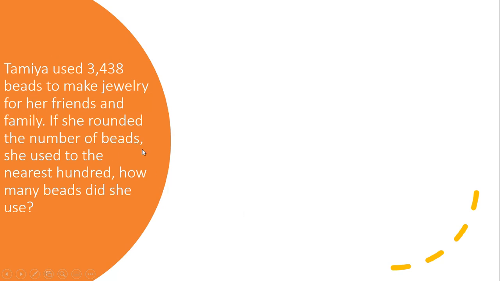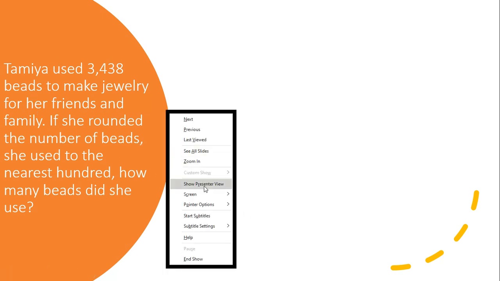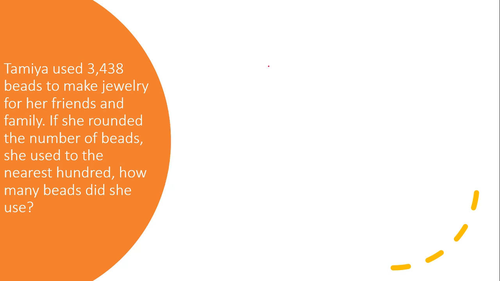Let's look at this first example. It says, Tamaya used 3,438 beads to make jewelry for her friends and family. If she rounded the number of beads she used to the nearest 100, how many beads did she use? I'm first going to start with our number line strategy.